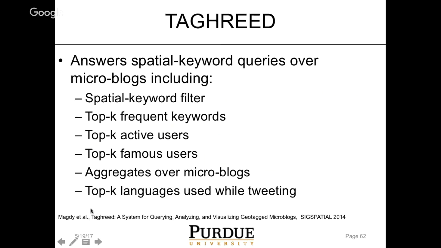Another system called TagRead, which answers the following set of spatial keyword queries over microblogs: the spatial keyword filter query; the spatial keyword top K frequent keywords, that is, what are the frequent keywords in Twitter in a specific area; who are the most active users in a specific region; who are the top K famous users in a specific region; aggregates, such as what is the most popular keyword and how many tweets were produced in a specific area; and the top K languages used while tweeting.